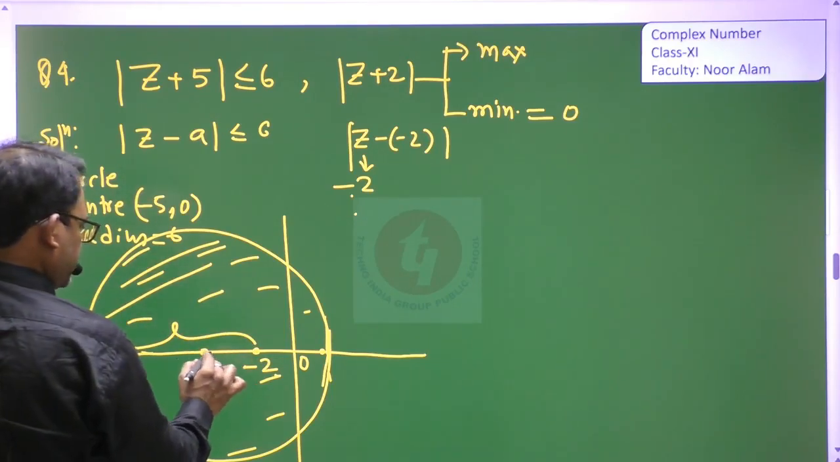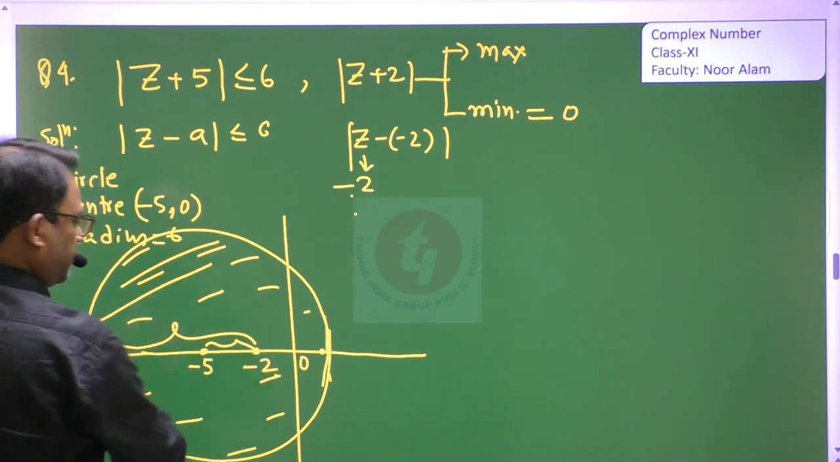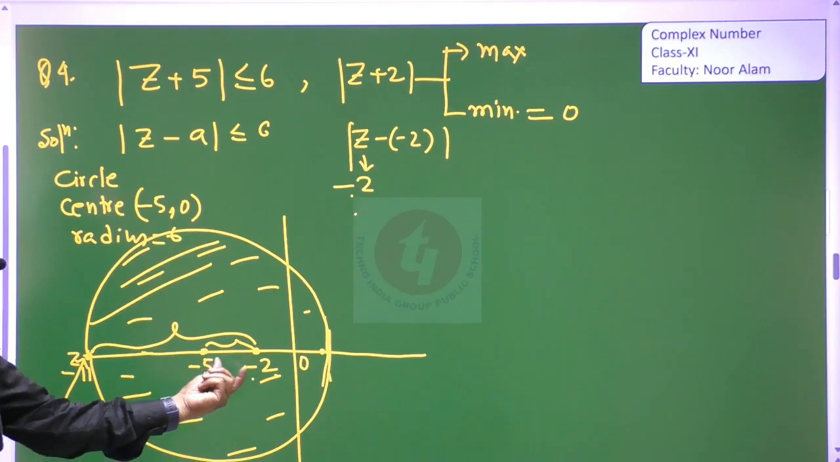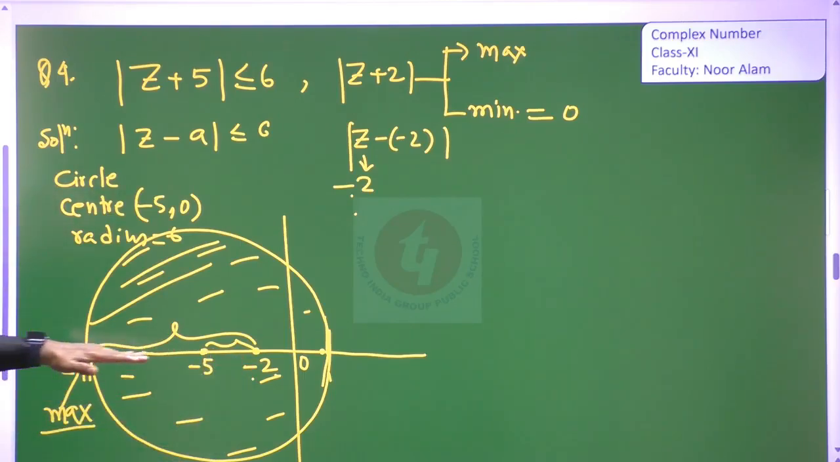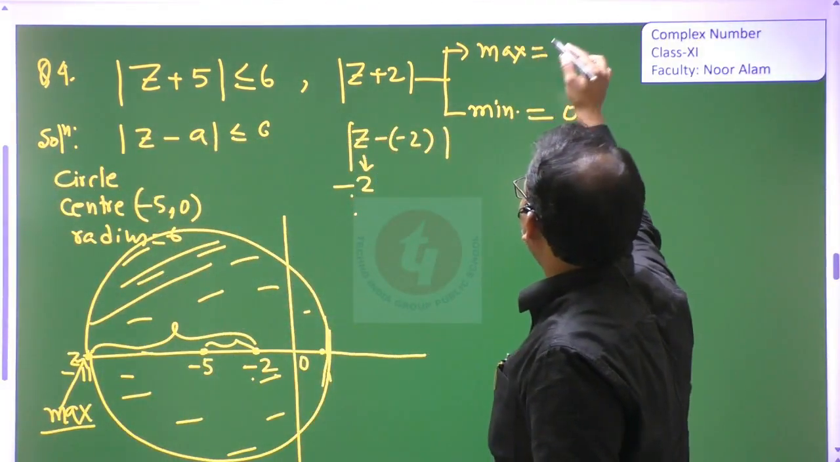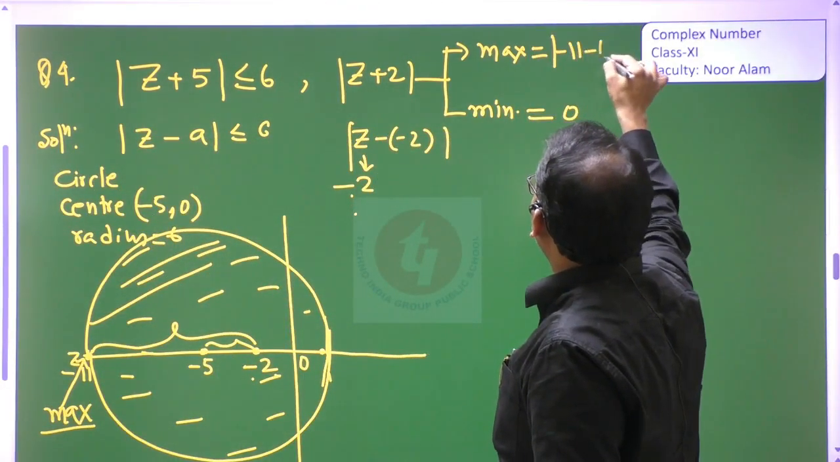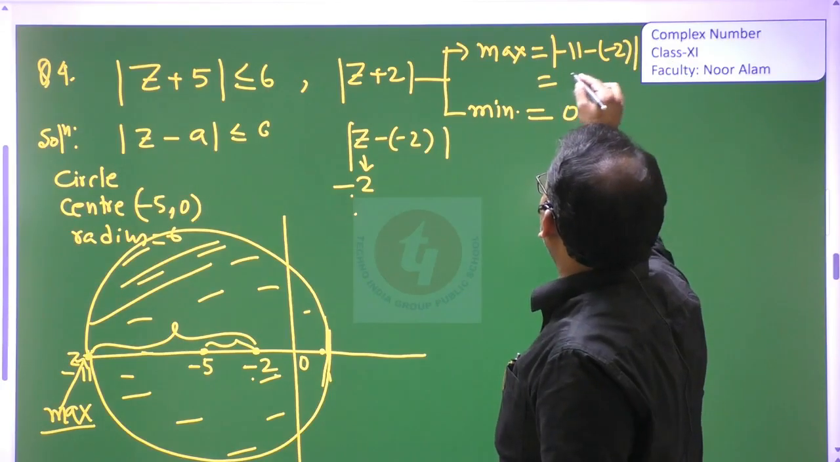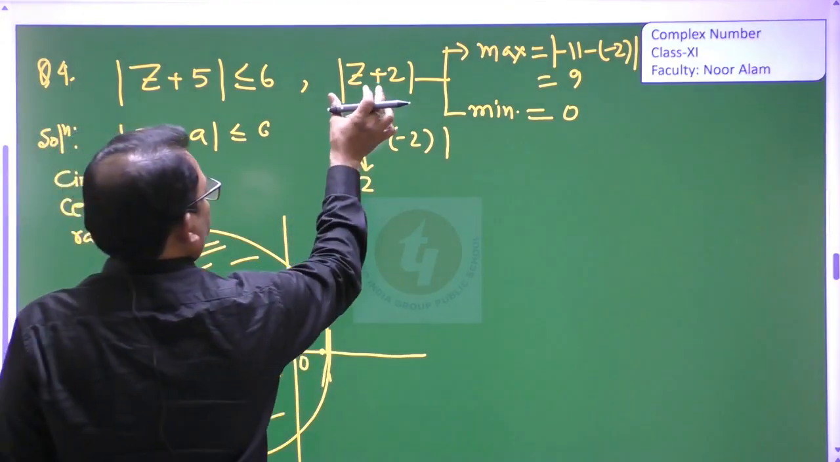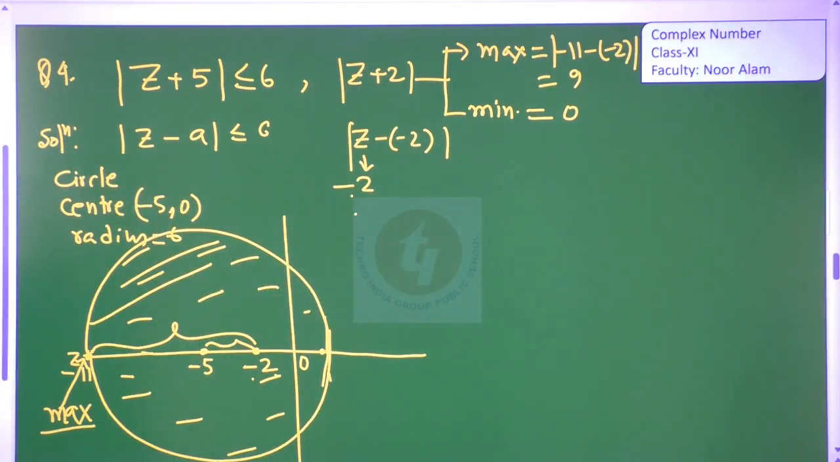This distance you can very easily calculate. This is nothing but 5 unit and 2 unit, the distance between them is 3 unit. And the radius of the circle, you will notice, is 6 unit. So 3 and 6, 9 unit. Or you can take the difference of minus 11 and minus 2. So the maximum distance will be minus 11 minus of minus 2, that means it is 9. 9 unit is the maximum distance, or the maximum value of mod of z plus 2. I hope I am clear. Any doubt you can ask about this.